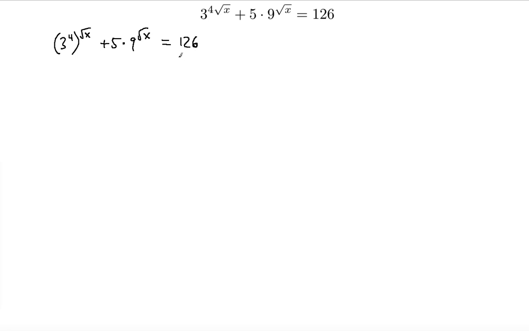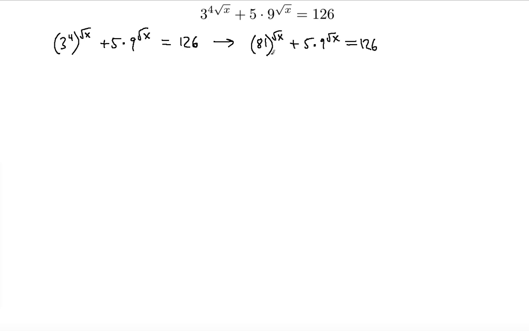Now the next thing you want to do is write the first term as it should be, right? The first term, 3 to the 4th, is actually 81. So this is equal to 81 to the square root of x plus 5 times 9 to the square root of x is equal to 126. Okay, so that should be clear. 3 to the 4th is 81.